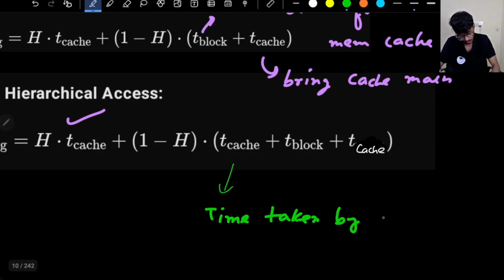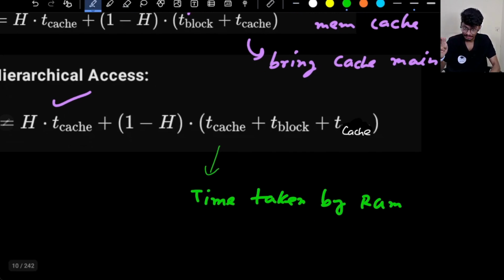So first Ram will go to the cache memory, then ultimately tell Shyam that it is not present. So Shyam, you start your journey. Shyam will go to the main memory and bring a block of data to the cache memory. How much time will it take me? T block. It will take me T block.